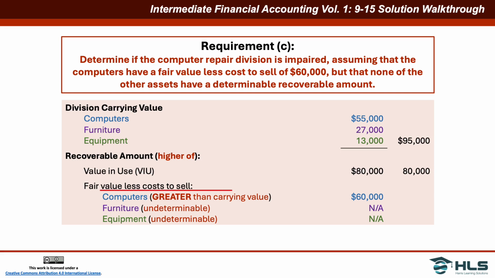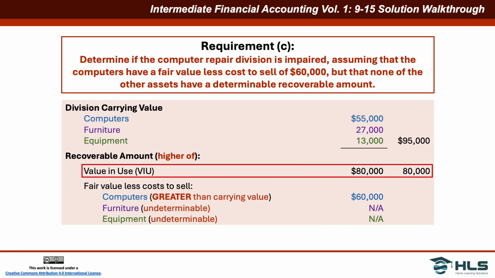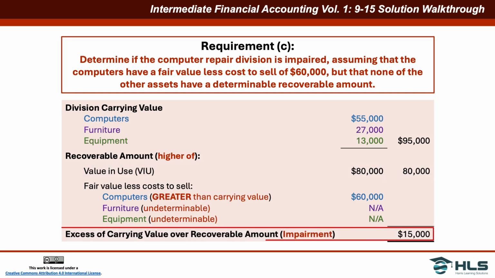Now we'll break those out individually. The computers have a fair value less cost to sell of $60,000, but the furniture and the equipment are undeterminable. So the $80,000 value in use exceeds the $60,000 fair value less cost to sell. That's what we will use as the recoverable amount. We still have a $15,000 excess of carrying value over recoverable amount, which means we still have impairment.